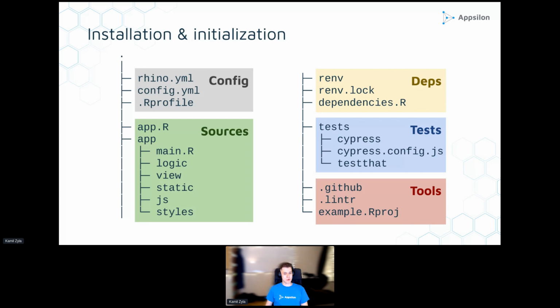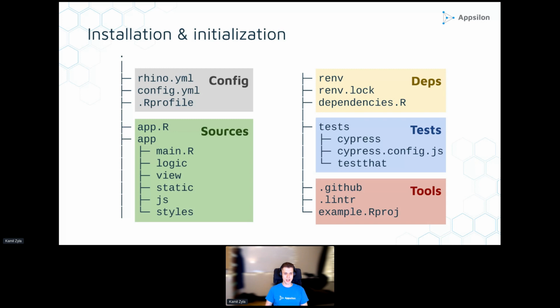Moving on to sources. This is the main portion of your application. And at the top here, we have app.R, which actually contains just an entry point to your application. Typically, you won't be editing this file at all. Instead, all sources of your application will live in the app directory. And starting here, first of all, we have main.R, which is the top-level UI and server of your application. This is where you put your top-level UI and server, things that will be visible when launching the application.